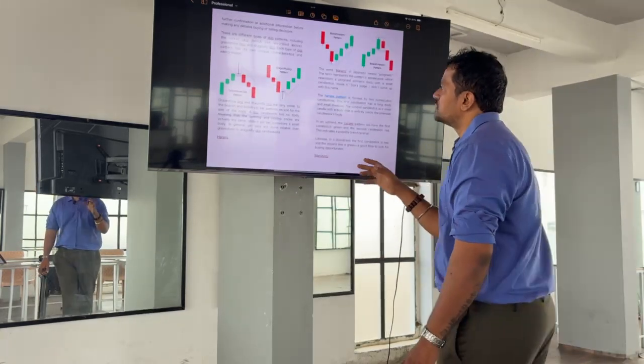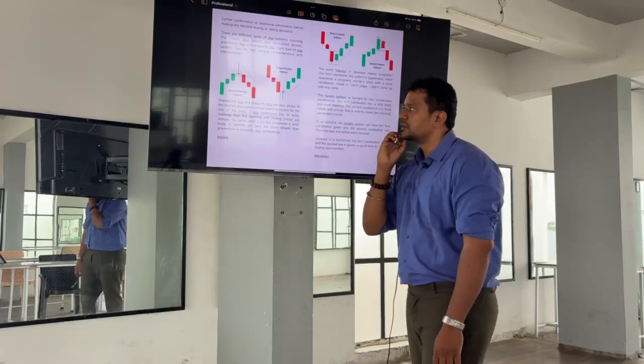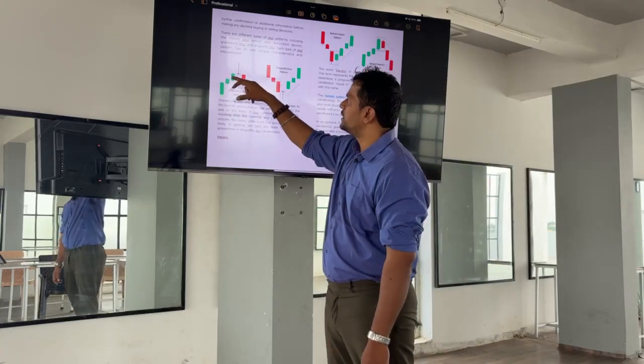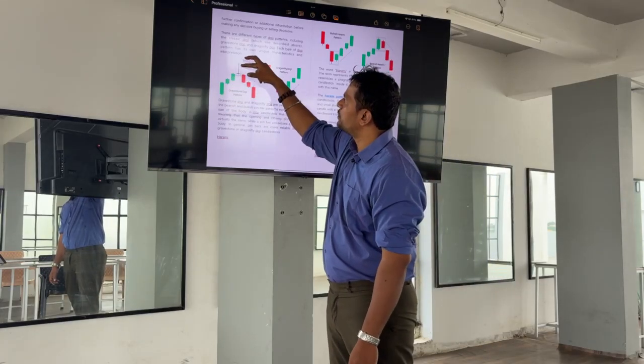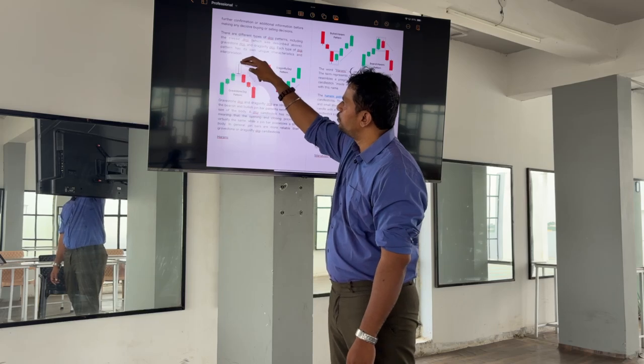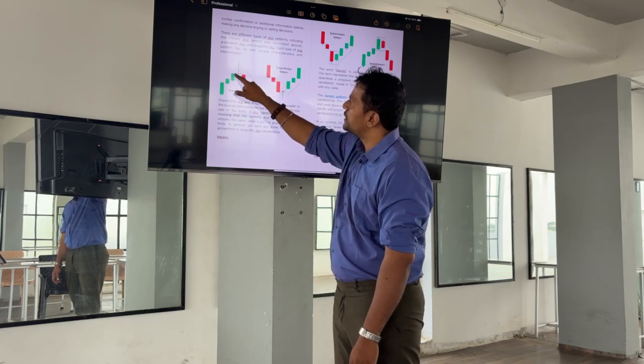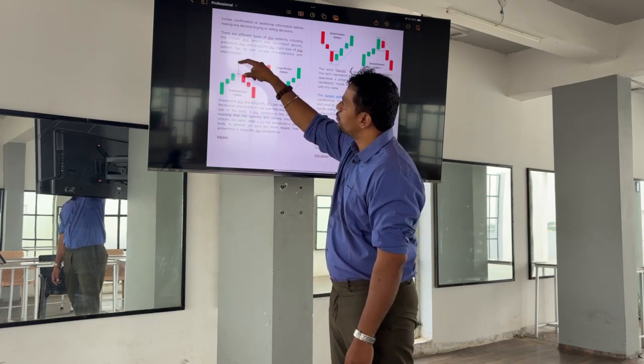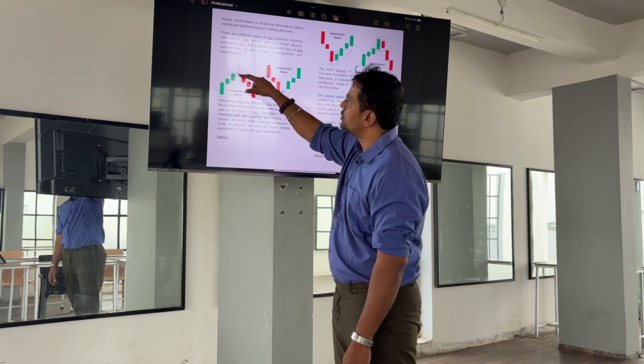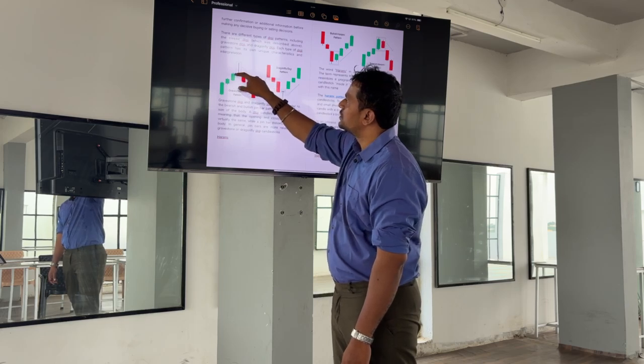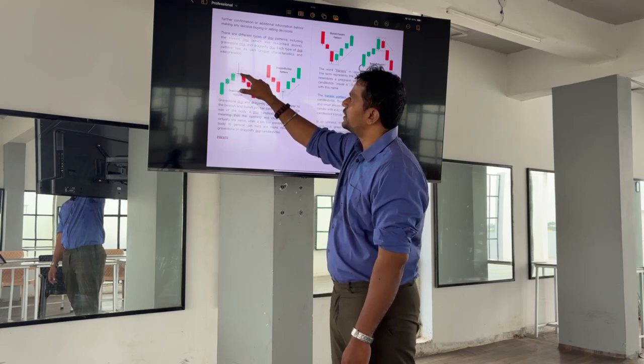Again, the same similar circumstances. As we can see, there was demand here, and again demand tried to push the price up, but supply came up and pushed the price completely down. The price opened here, was pushed up, and supply came up and pushed the price down, and the candle closed at the point where it had opened.